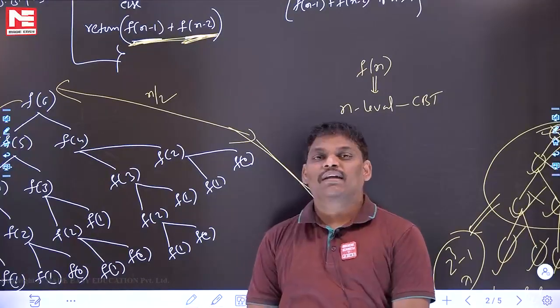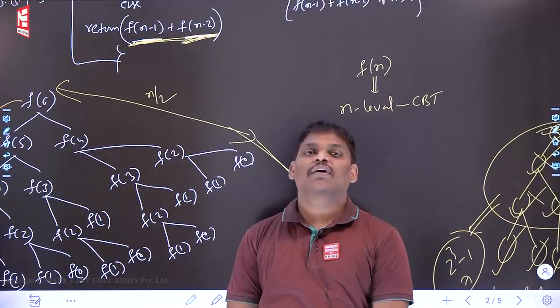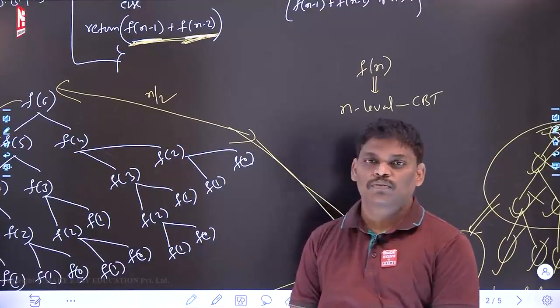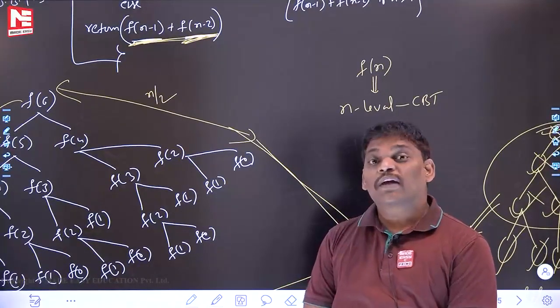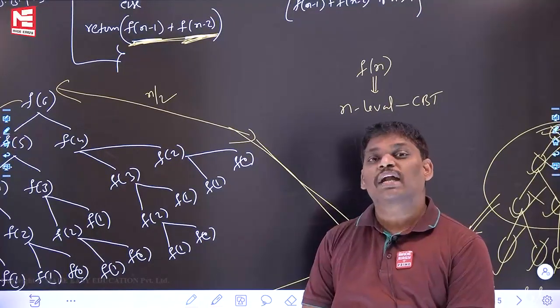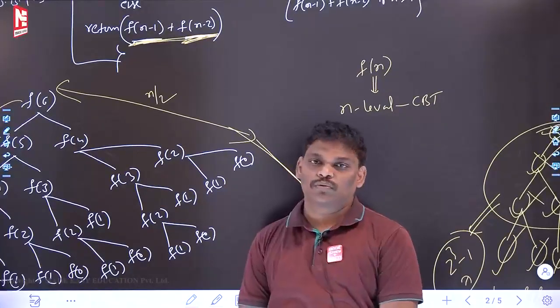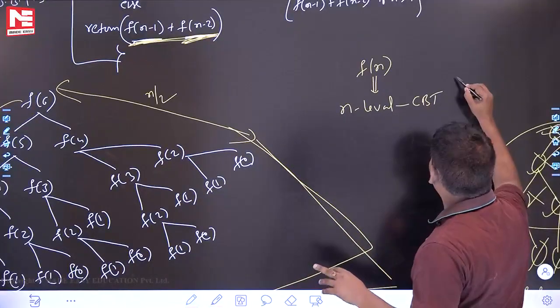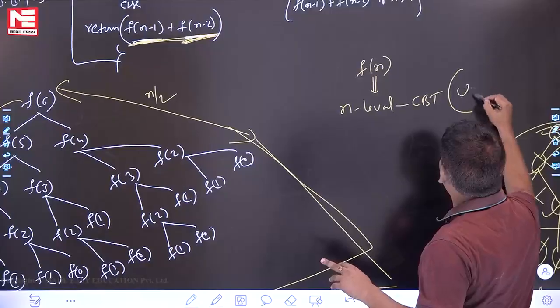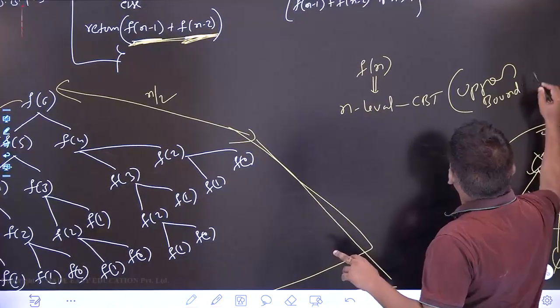Fibonacci of n contains left n levels, right n by 2. I will take n levels. The larger one I am taking, means something like upper bound. Larger one I am taking, but left is only n by 2 levels. Right? How can you assume that? Right also n levels. Means something extra I am assuming, that is called an upper bound. I am writing it within the brackets also. A little bit extra I am adding, that is the reason.